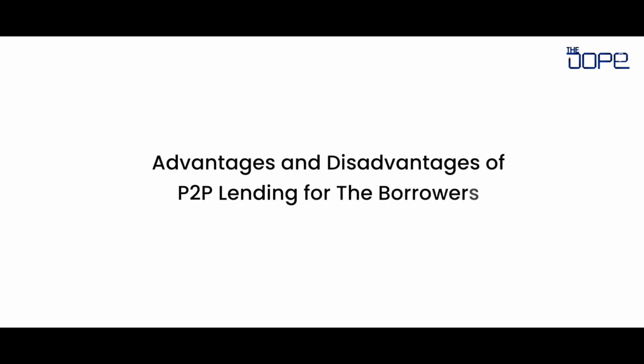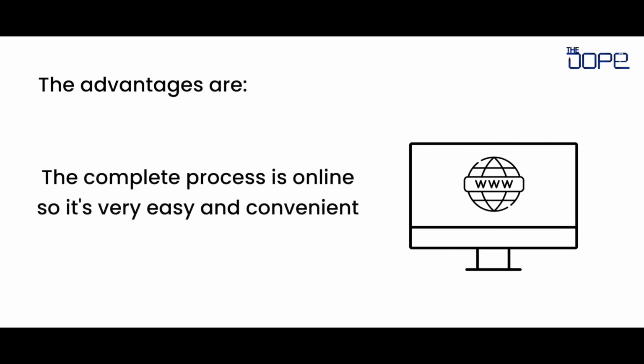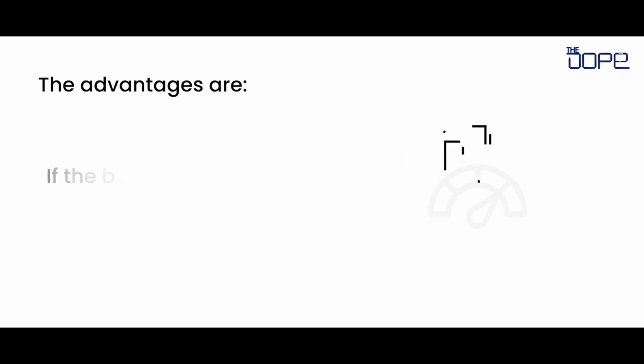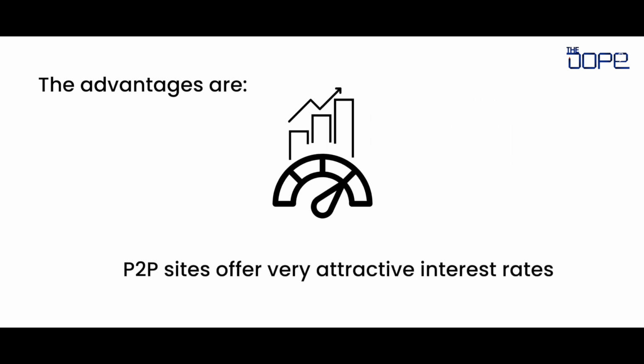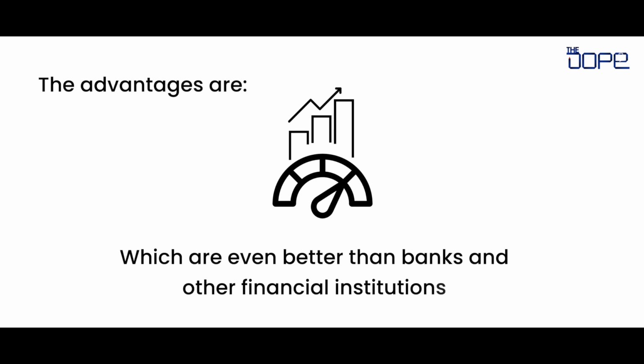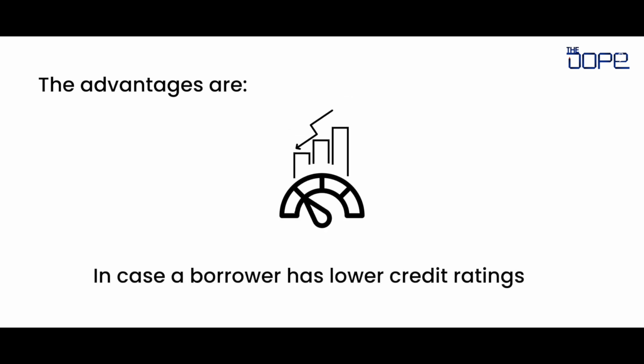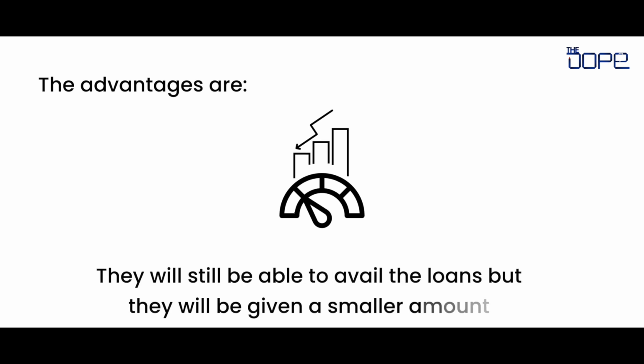Now, let's have a look at the advantages and disadvantages of P2P lending for the borrowers. The advantages are: 1. The complete process is online, so it's very easy and convenient. 2. If the borrower has a good credit score, P2P sites offer very attractive interest rates, which are even better than banks and other financial institutions. 3. In case the borrower has lower credit ratings, they will still be able to avail the loans, but they will be given a smaller amount.